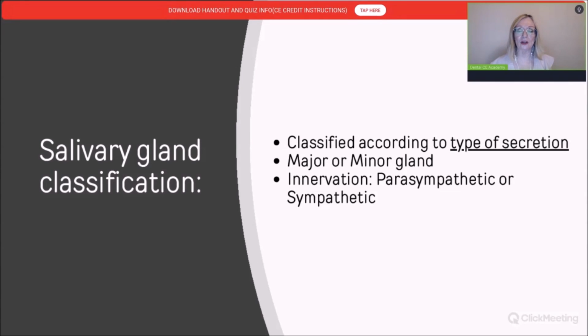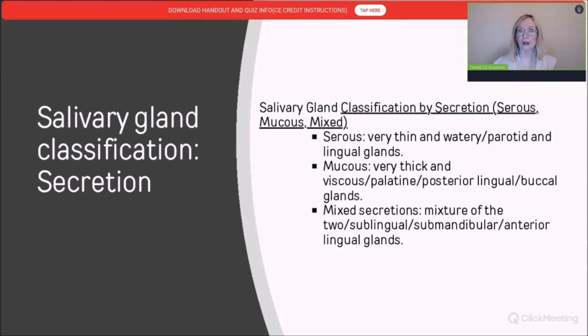So we classify glands 3 ways: by the type of secretion, the major or minor gland, and then the innervation, whether there's a parasympathetic or sympathetic innervation. So we talk about secretion first. Salivary glands can secrete either a serous, mucus, or mixed secretion. Serous is the very thin and watery secretion secreted by the parotid and lingual glands. The mucus secretion is the very thick and viscous secretion secreted by the palatine, posterior lingual, and buccal glands. And then a mixed secretion, a mixture of the two: sublingual, submandibular, and anterior lingual glands.